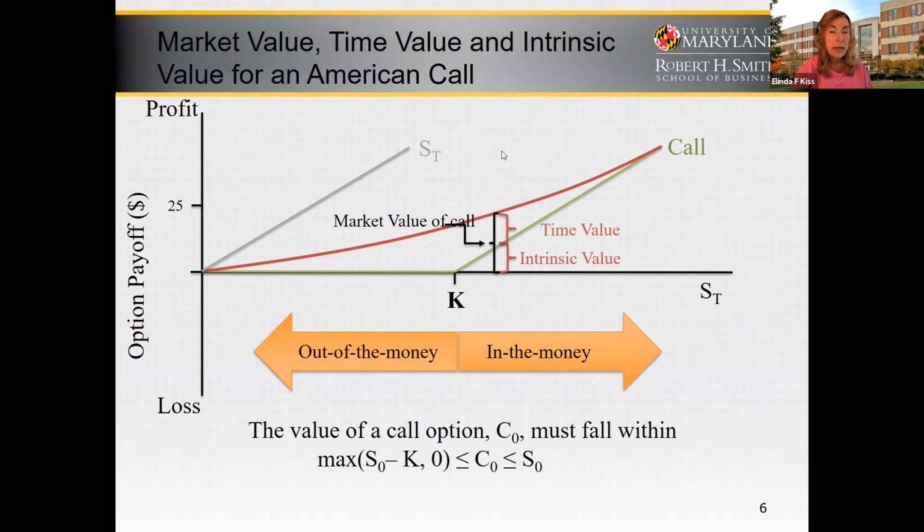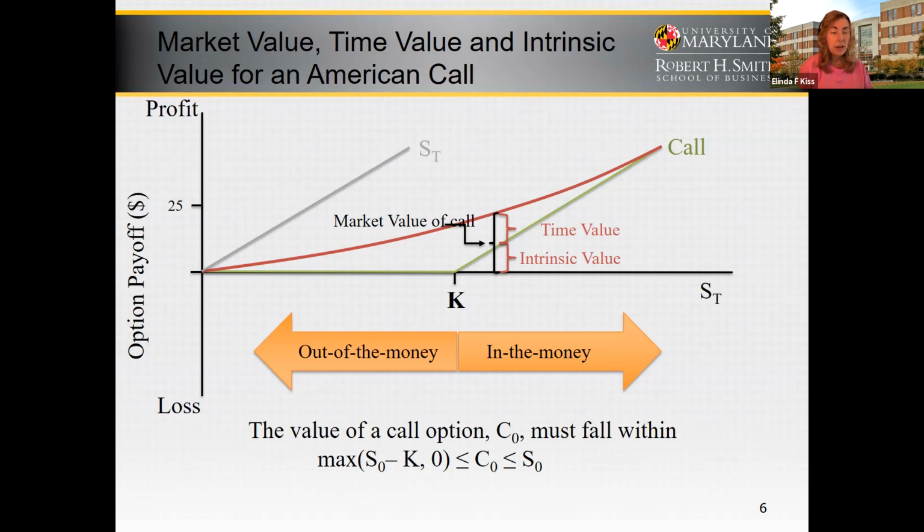You'll see that the market value of the call has 2 components. First, there is the intrinsic value. The intrinsic value is the value between the stock price and the strike. Notice that to the left of the K on the horizontal axis, the intrinsic value is 0. But until the option expires, it still has positive market value because of the time value. That is why the red line is above the horizontal green line.